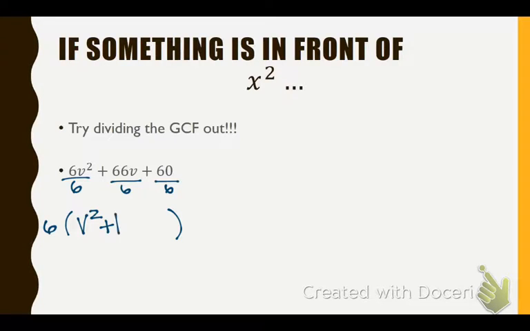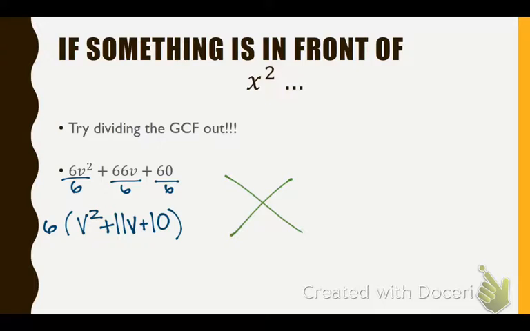66v divided by 6 is 11v. And then 60 divided by 6 is 10. Once you have divided out what you can, you're going to see that you still have 3 terms here. And you're going to see if you can use the x method on them. So you don't have to say anything. Just try it on your paper.